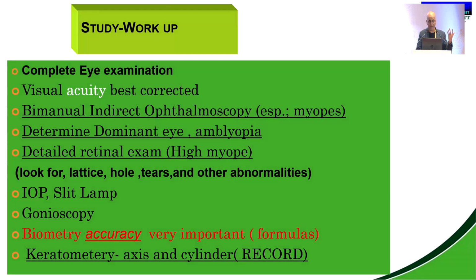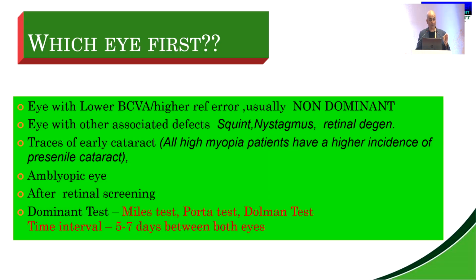The power range we will see in the videos which we go forward: dilated retina examination, determination of the dominant eye, bimanual detailed indirect ophthalmoscopy in myopes, very accurate biometry, and also record all the astigmatism. So you can actually do a time interval between 5 to 7 days, is what I do in my practice. I give 5 to 7 days between one eye and the second eye, because it gives me enough time to actually estimate how the refraction is ending up.